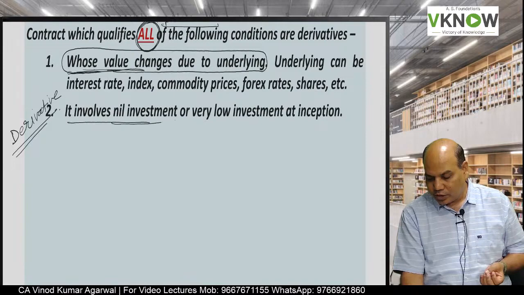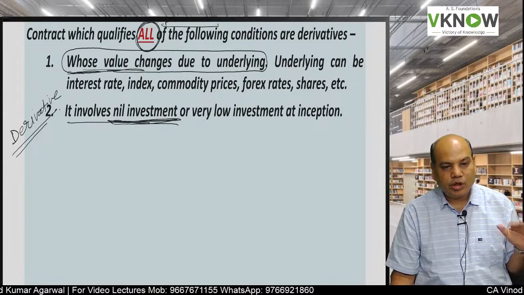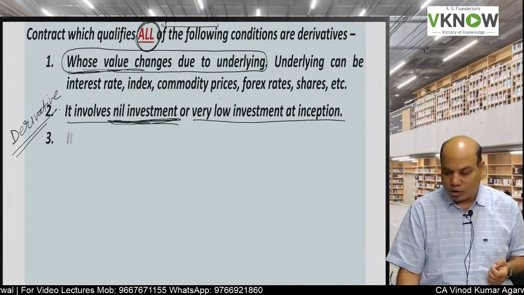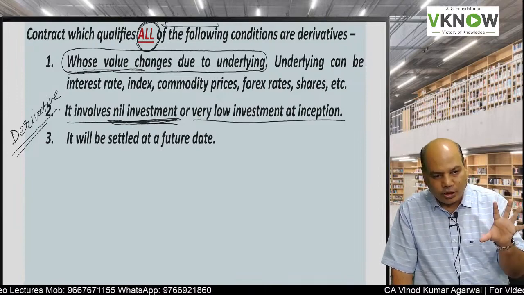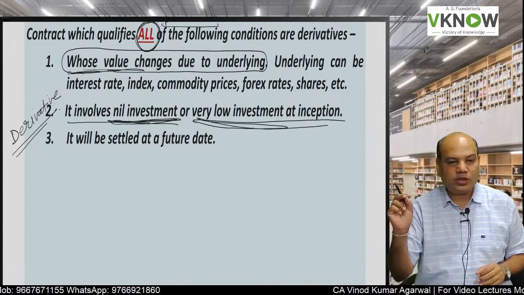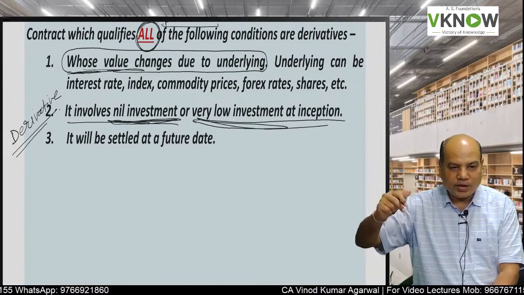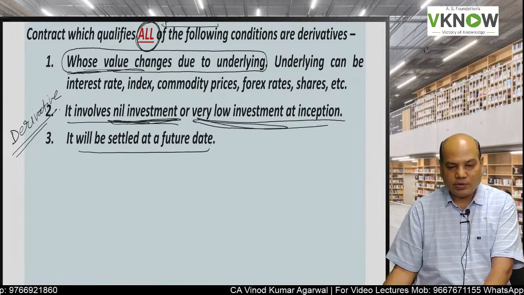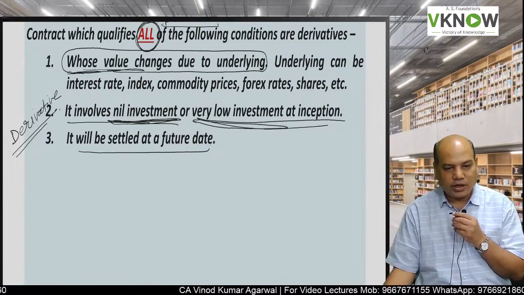The second condition is that it requires no investment. For example, a forward contract may not require any investment or may require a very low investment. In an option contract, you have to pay a premium amount which may be some percentage of the total value. Or in a future contract, you may have to deposit some margin money. As compared to the value of the contract, the amount to be paid is very low. The third feature of a derivative is that it will be settled at a future date.